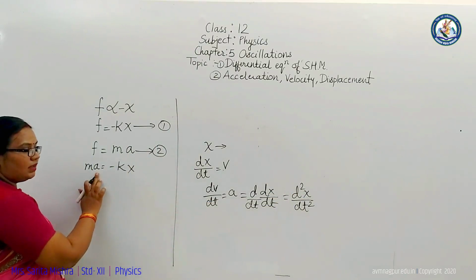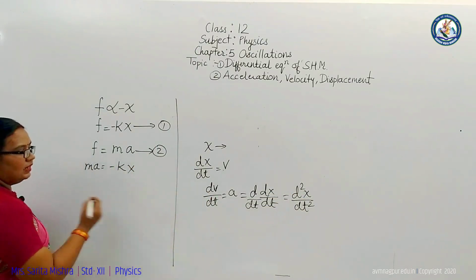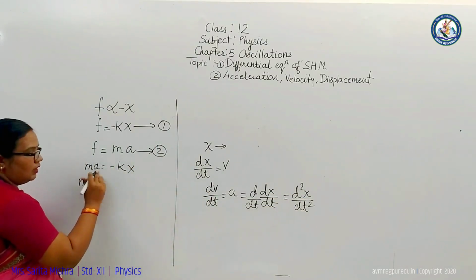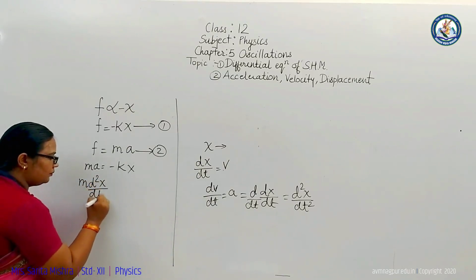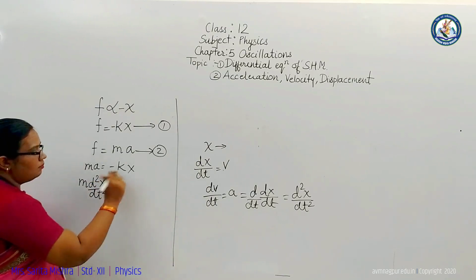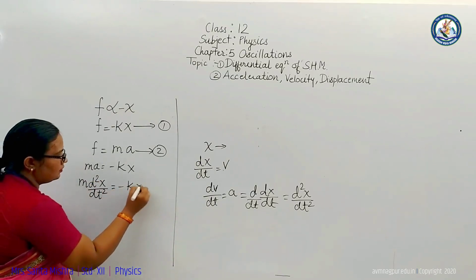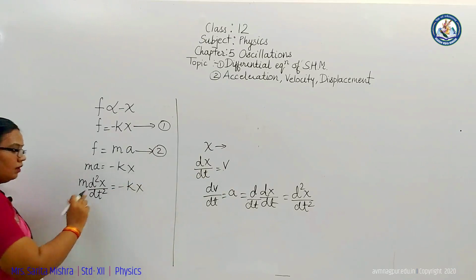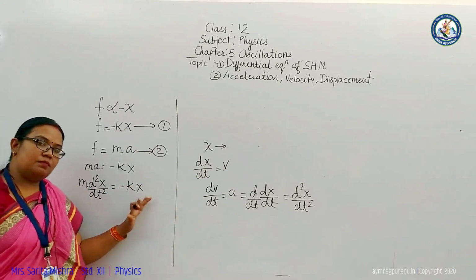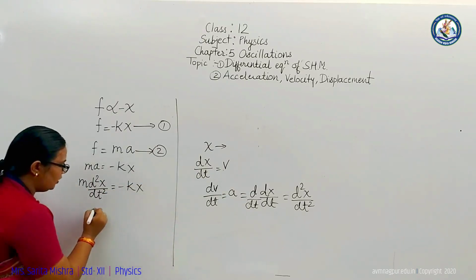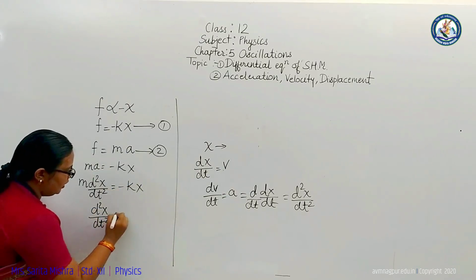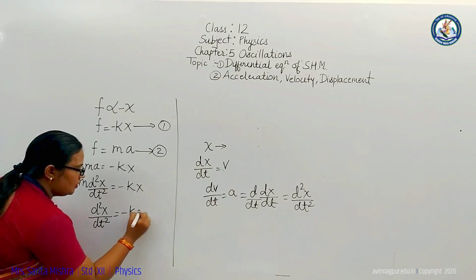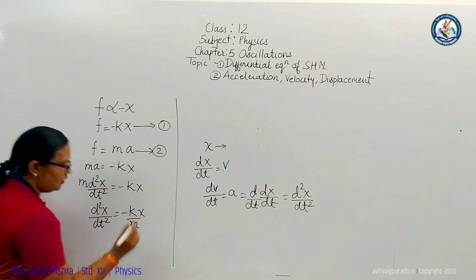So in place of acceleration, using that formula we can write m times d2x by dt square equals minus kx. When we divide this equation by m, we get d2x by dt square equals minus kx upon m.